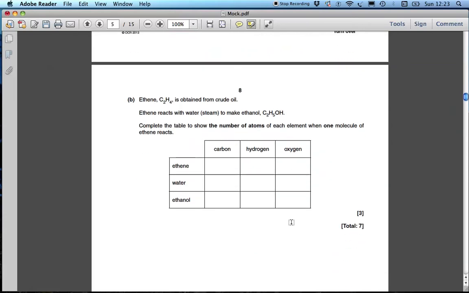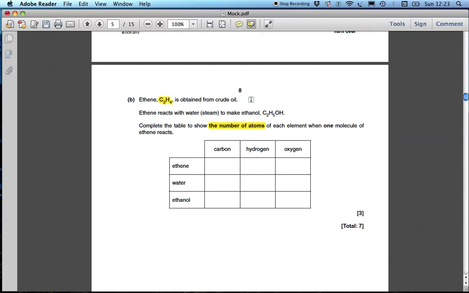This question was not as complicated as what some people thought it was. I think some people here just weren't sure about what they were being asked. What they were trying to get at in this question is it was telling you that you have three compounds, ethane, water, and ethanol, and you're simply being asked to show the number of atoms of each element in each of those reactants. So let's look at ethane, which is C2H4.